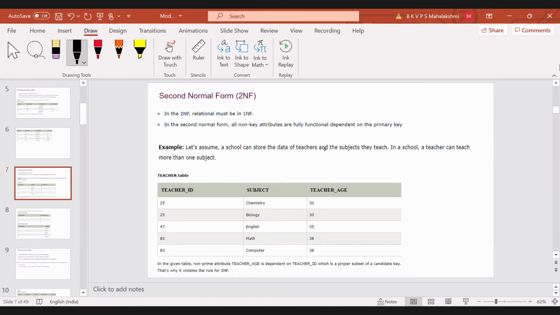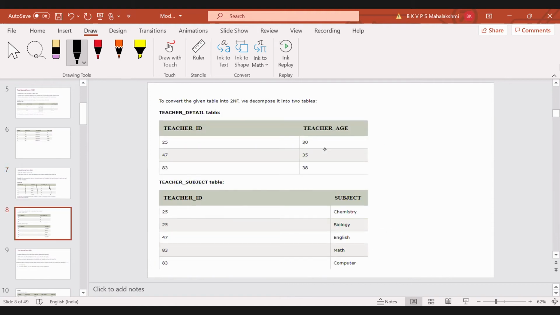Among these three, what will be the primary attribute? Teacher ID, definitely we know. So if we know it, then we can say that the others will be the derived ones. So the non-prime attributes are subject and teacher age, which are dependent on the prime attribute, that is teacher ID. So it can be decomposed into two tables, this one and this one. We'll see later about this, how to decompose and all that, I'll tell you.